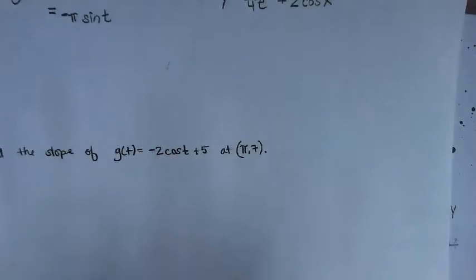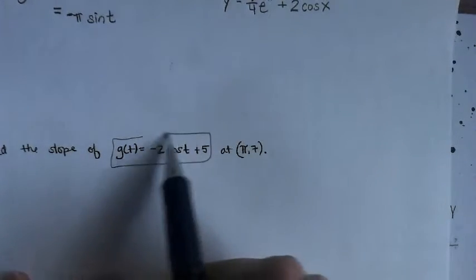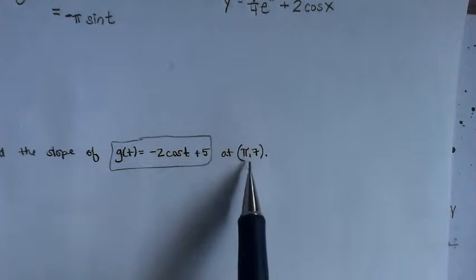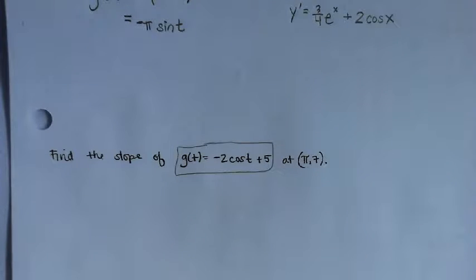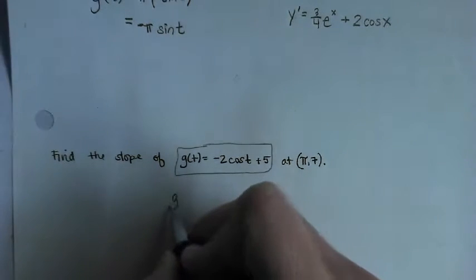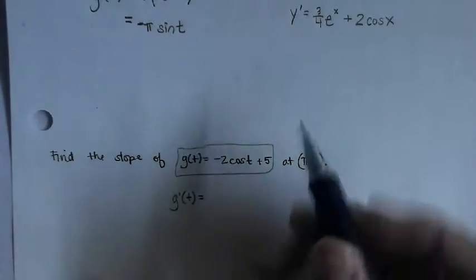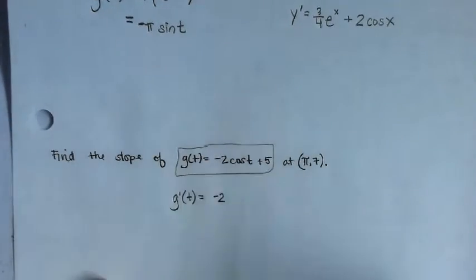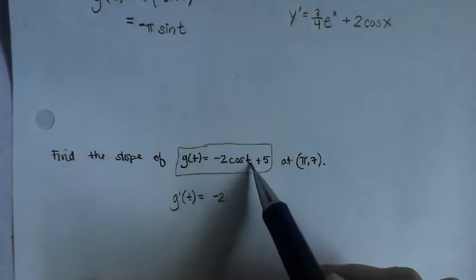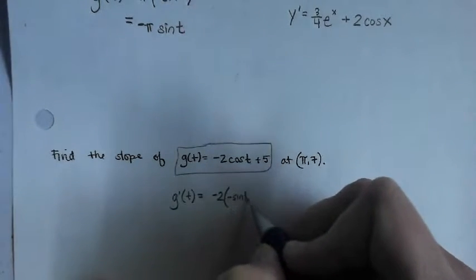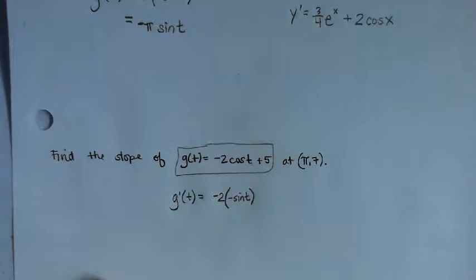And then just applications, giving us a g of t function and asking us for its slope at a specific point, pi, 7. So if you want to find its slope, you want to first find the derivative equation. So g prime of t. We have a constant out in front that's just going to stay there. And the derivative of cosine t is negative sine t. And I definitely would want to use parentheses there, and that will get cleaned up.